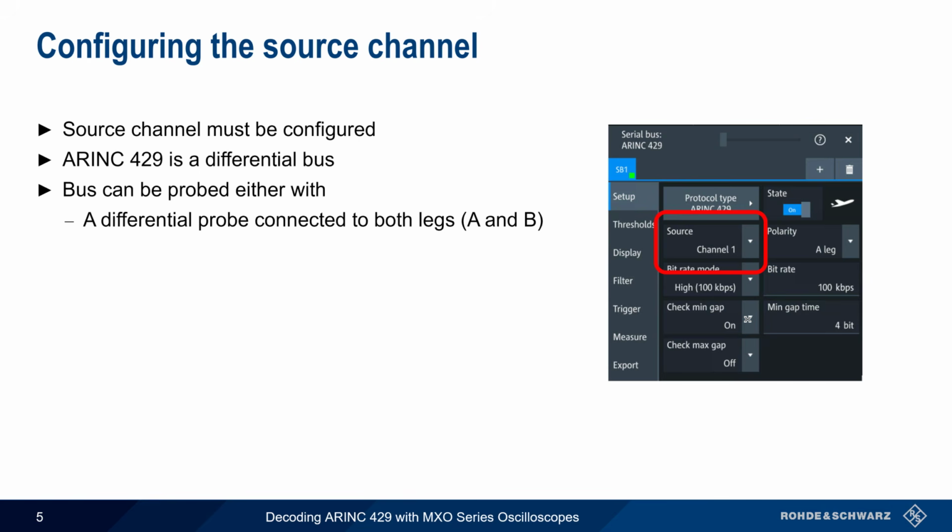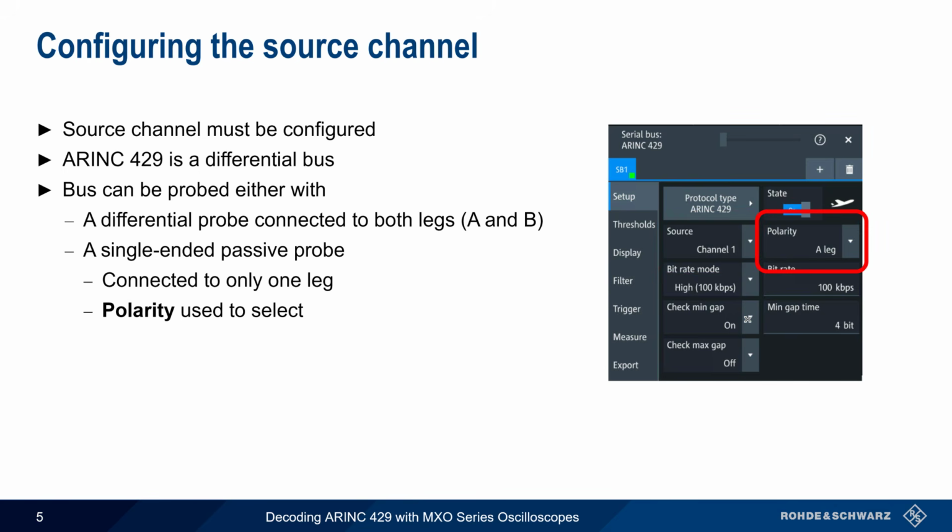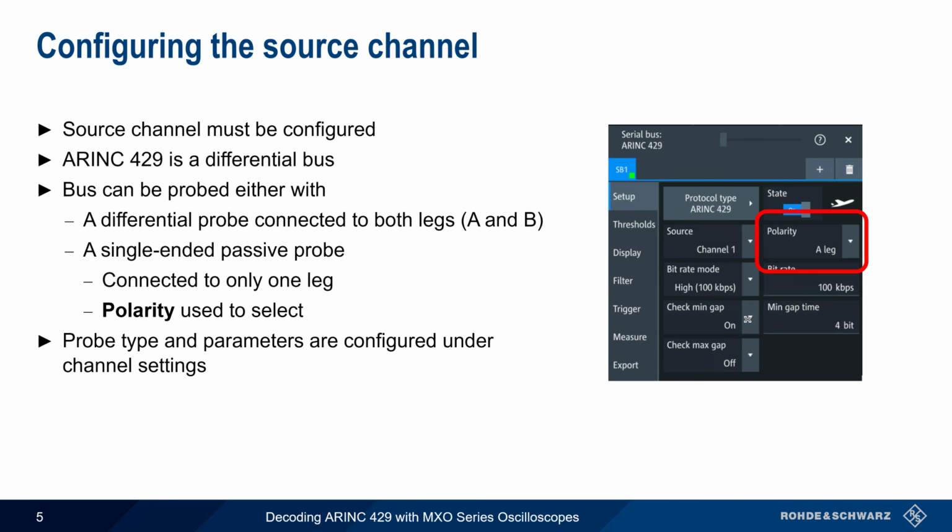A differential probe connected to both legs is the preferred method of probing the bus, but in some cases, a single-ended passive probe can also be used. This probe is connected to only one leg of the differential pair, and the polarity setting is used to select which one. The probe type and parameters are chosen and configured through the standard MXO channel configuration menus.